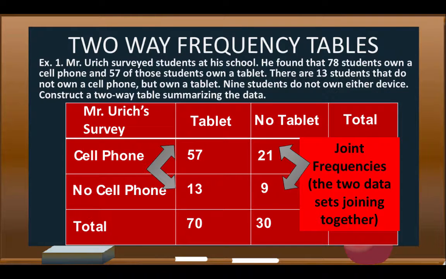And then joint frequencies are the frequencies, or the numbers, that are in the body of the table. So it's where the two data sets join together. So it's where cell phone joins tablet, no cell phone joins tablet, no tablet.